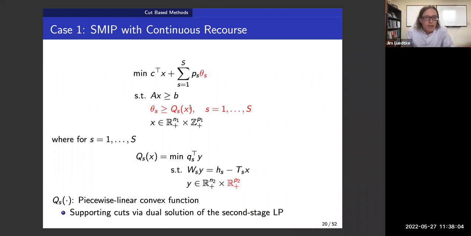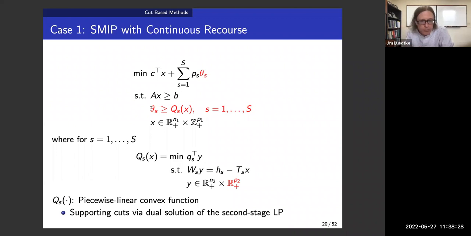But the idea then is that instead of adding these constraints explicitly, I'm going to approximate these constraints with linear cuts that I add algorithmically as I go on. I'm not going to add these constraints because Q_s of x is this implicit form here. What I'm going to do instead is add Benders cuts that I find as part of the algorithm.